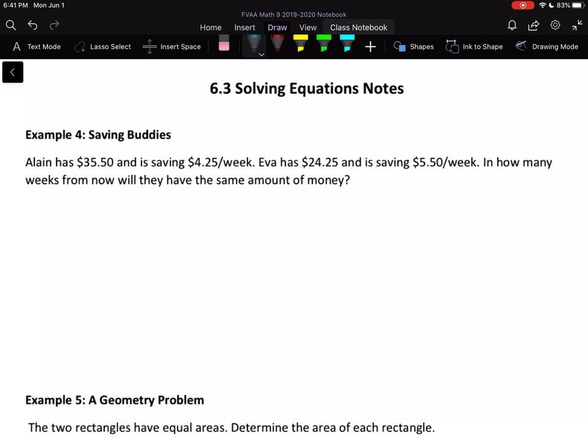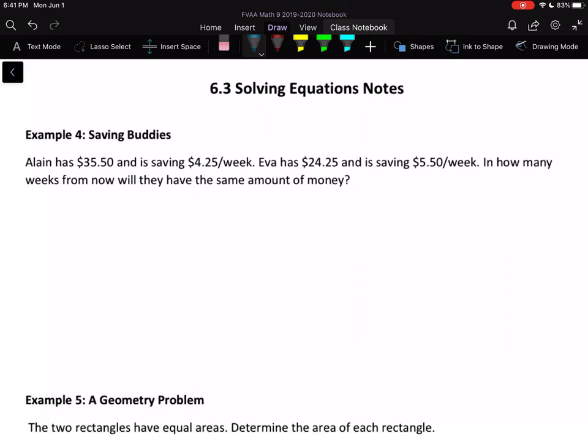Alan has $35.50 and is saving $4.25 a week. Ava has $24.25 and is saving $5.50 a week. And how many weeks from now will they have the same amount of money?